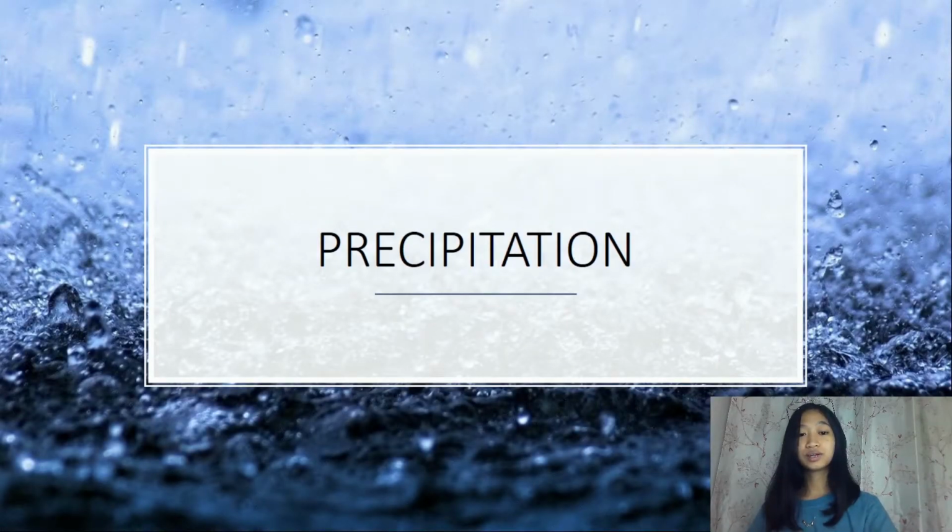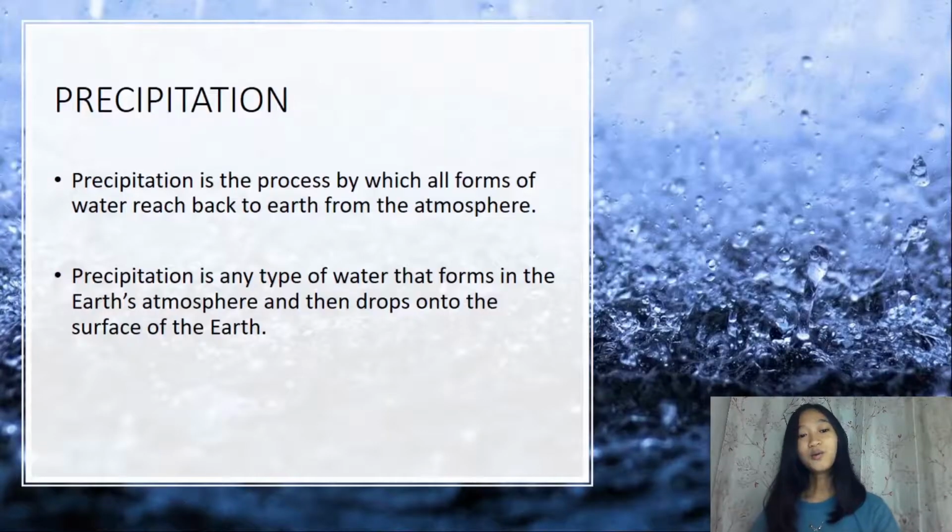Tonight, our group will virtually report on our assigned topic, which is precipitation. So, what is this precipitation? Precipitation is the process by which all forms of water reach back to Earth from the atmosphere. Precipitation is any type of water that forms in the Earth's atmosphere and then drops onto the surface of the Earth.